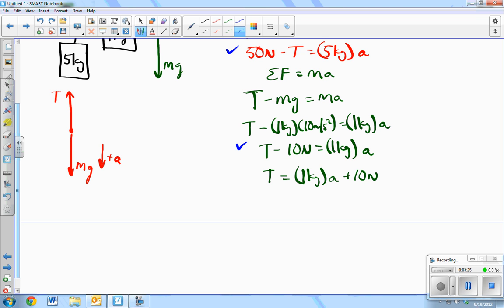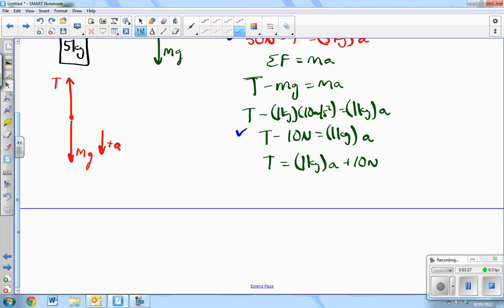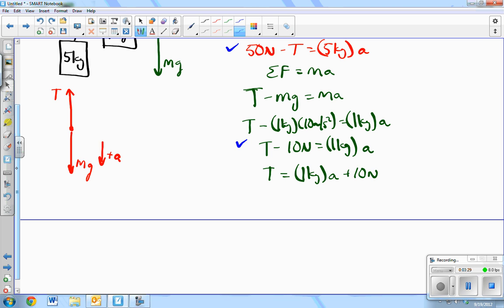You could divide equations. You can do it that way too. You could set up a matrix and do it that way if you know anything about matrices. Some of these other methods are confusing. So I just say solve for T.